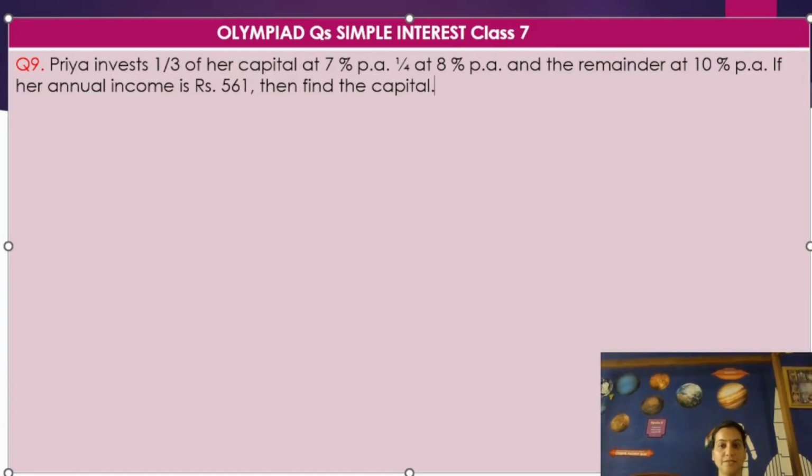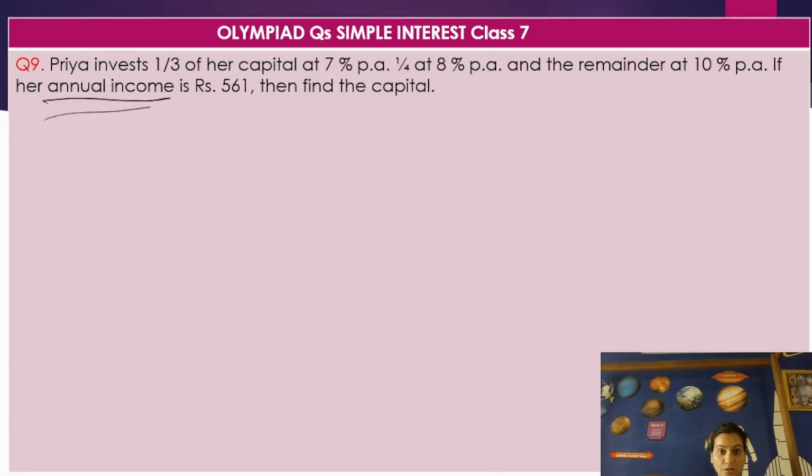This question reads as, Priya invests 1/3 of her capital at 7% per annum, 1/4 at 8% per annum, and the remainder at 10% per annum. If her income is rupees 561, then find the capital. Annual income that it is talking about is nothing but the simple interest that she gains from these three investments. So we will find out the simple interest.